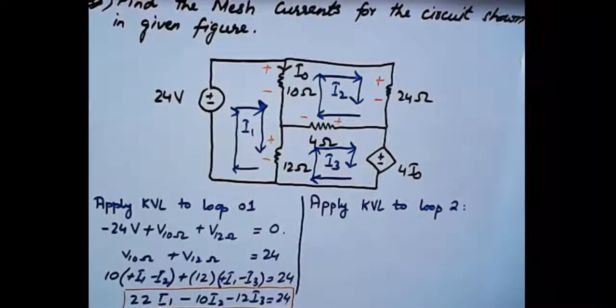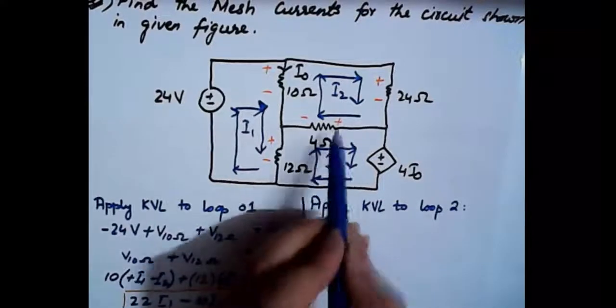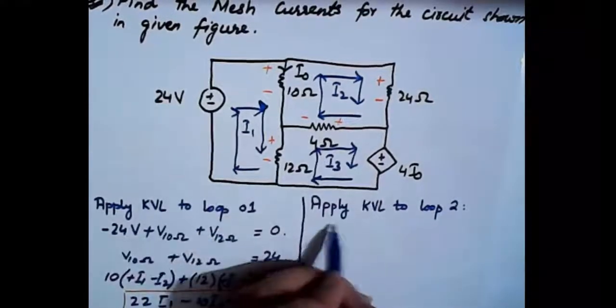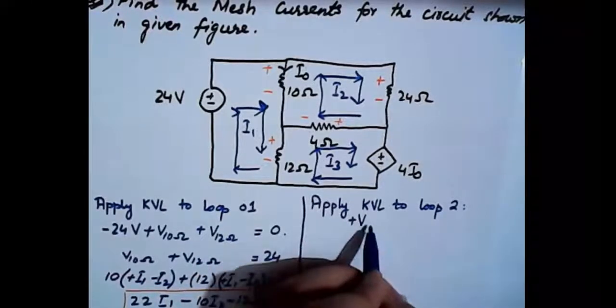So when we apply KVL to this loop, the loop equation will be, here we can see the current is entering the positive terminal, so the voltage will be plus V 4 ohms.